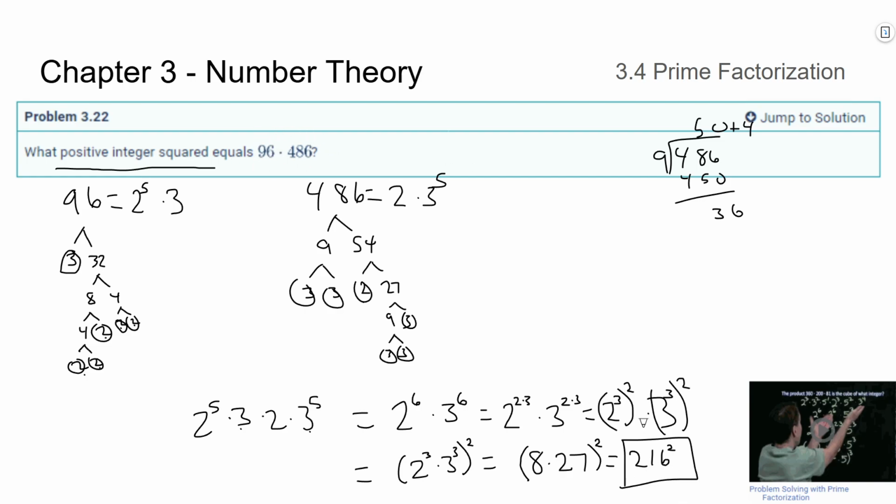It's 216 squared. Again, there's a video right here. Go ahead and check that video out. Very similar to this problem.